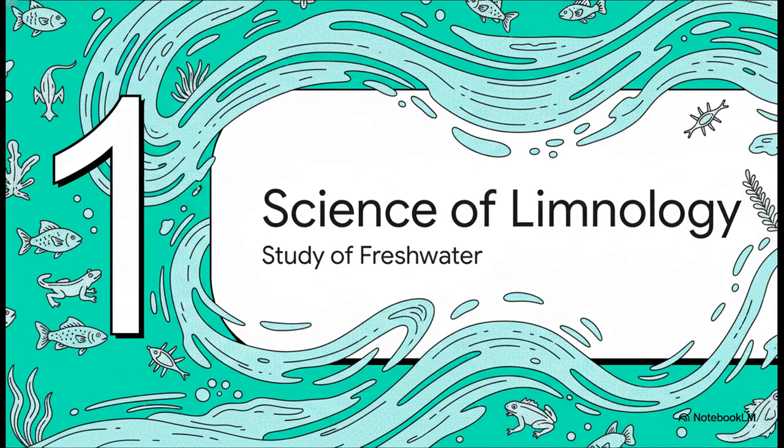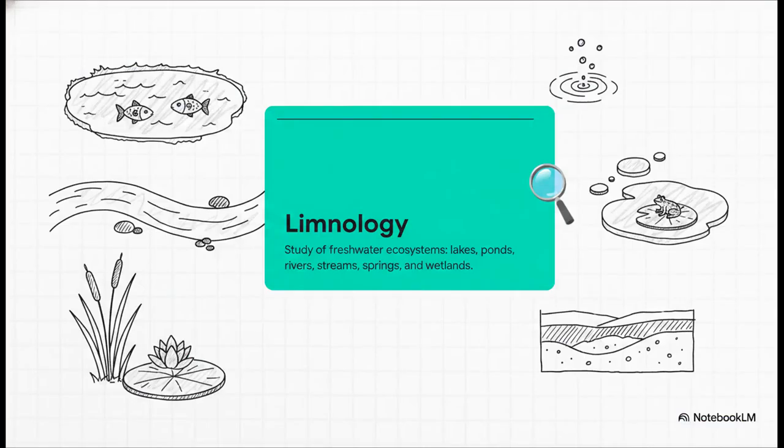All right, Section 1, the science of limnology. Limnology, it's a specialized subcategory of ecology focused purely on freshwater ecosystems. When we talk about this field, we're looking really closely at the profound ways organisms interact with their specific environments. We're talking lakes, ponds, rivers, streams, springs, wetlands, the whole shebang. It's not just about the water itself, right? It's about the entire living, breathing system functioning within it.